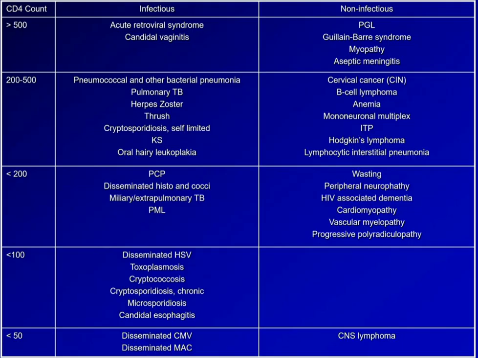Just another rubric looking at it in terms of CD4 counts and manifestations. You'll notice over 500, candidal vaginitis is more common in people living with HIV than those not living with HIV. And then you can see zoster between 200 and 500 pops up as being pretty common, KS as well there.